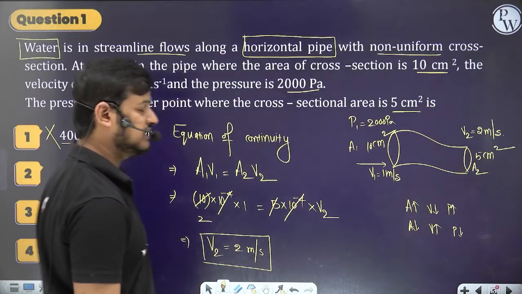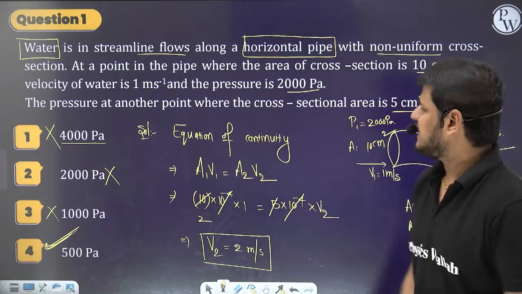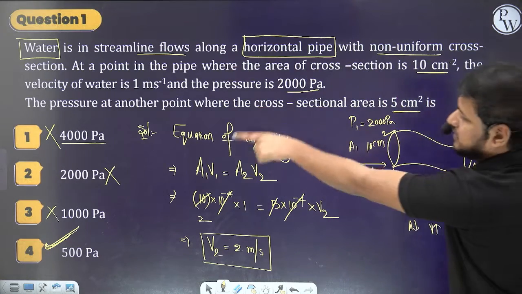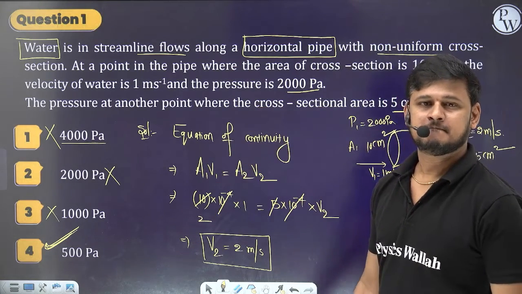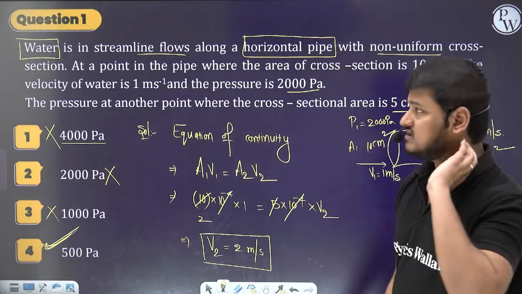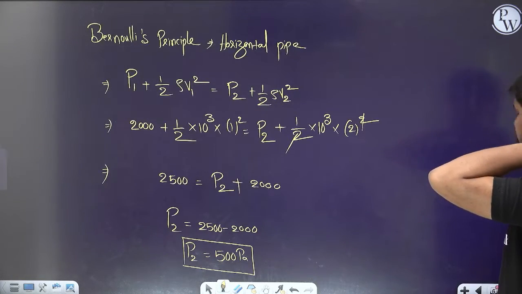Done. Clear, guys? Just by analyzing the basic concept, you can rule out 2 options. Okay, done. Clear? So let's move to the next question.